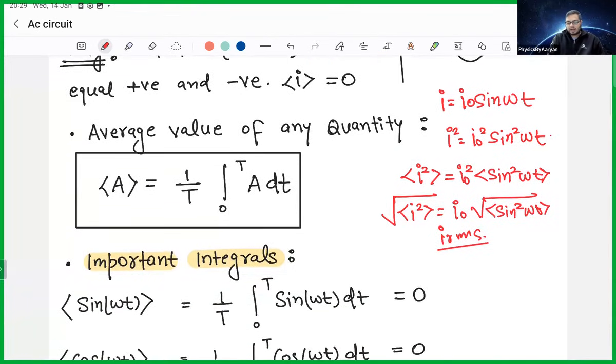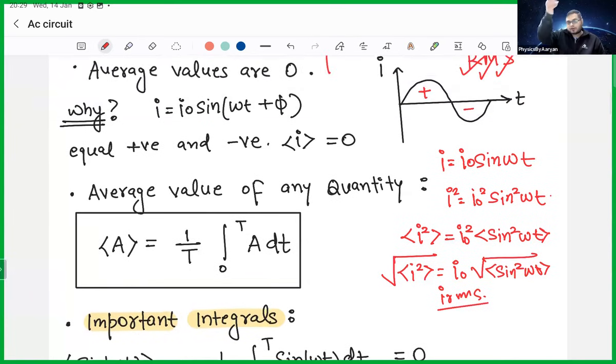A very important result is how do you find the average of any quantity? Any periodic quantity which is changing from 0 to T. So your sine is going from 0 to capital T, T is the time period. Your cos is going from 0 to capital T, T is the time period. I hope you are all writing this down. It is very important, so please keep noting it down quickly.